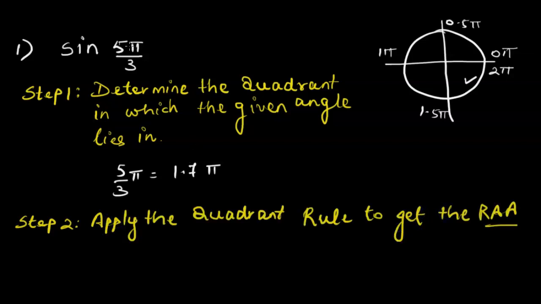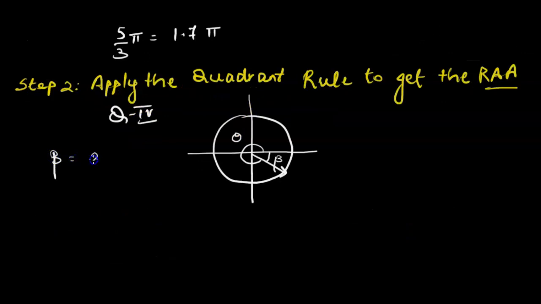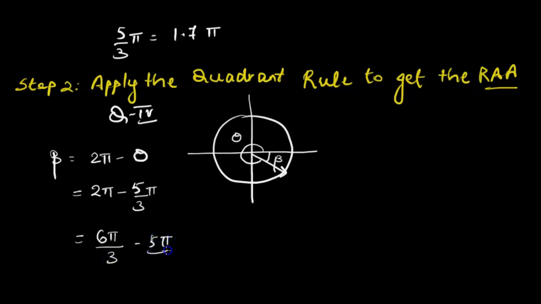Step 2 is to apply the quadrant rule to get the corresponding related acute angle. Because this example angle lies in the fourth quadrant, the quadrant 4 rule is: related acute angle is equal to 2 pi minus theta. Theta we know is 5 by 3 pi. So we do 2 pi minus 5 by 3 pi. We make the denominators common by multiplying the numerator and denominator with 3. So we get 6 pi by 3 minus 5 pi by 3. And this gives us pi by 3 for the related acute angle.